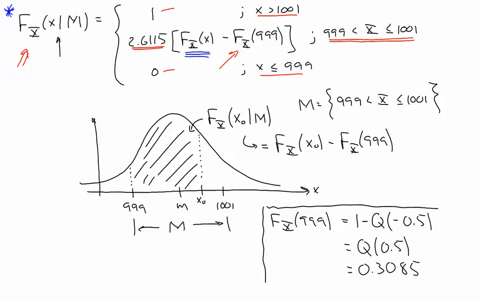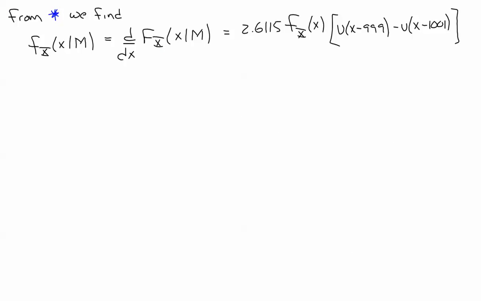So what I end up with is, in the range 999 to 1001, I have 2.6115 times the derivative of my non-conditional CDF. Gets me to this result right there. All right, that's my result. That's the answer for part A. And yes, there is a part B. Part B.